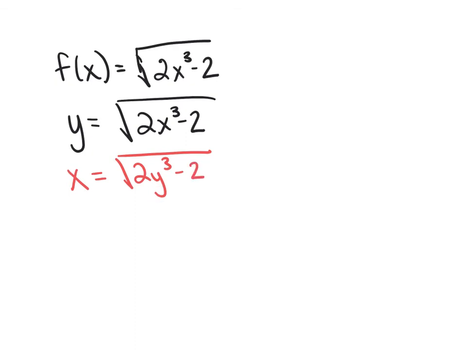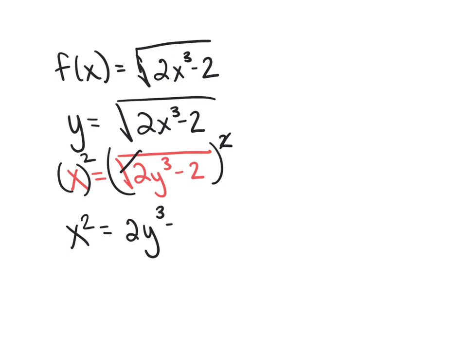So to do that, the first thing I have to do is undo the square root. Well, to undo the square root, we're going to square both sides. The square and the square root are going to cancel each other out because they are technically inverses of each other. So I get x squared is equal to 2y cubed minus 2. I want to get that y by itself, so to attack that, I'm going to move this 2 to this side first. And I do that by adding 2. So I get x squared plus 2 is equal to 2y cubed.